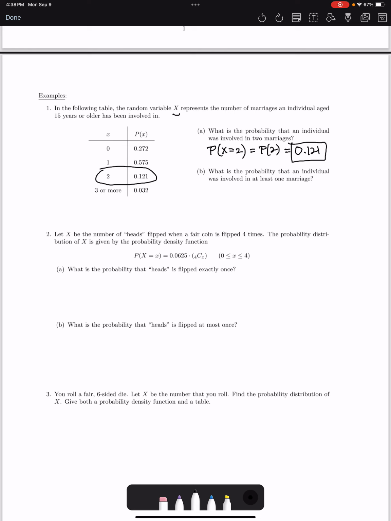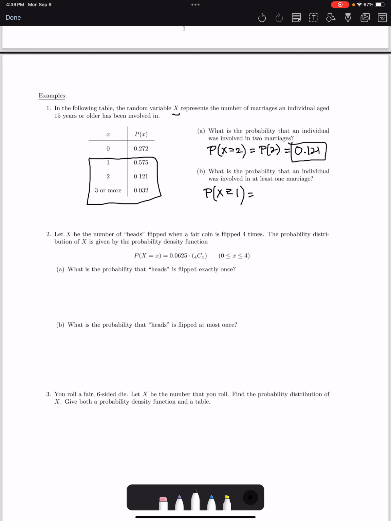Part B, what's the probability an individual was involved in at least 1 marriage? At least 1. Well, at least 1 would mean 1 or more, okay? So that would include all 3 of these possibilities, right? If you've been involved in 2 marriages, then you've been involved in at least 1 marriage. Or if you've been involved in 1 marriage, then you've been involved in at least 1. So this could be encoded as the probability that x is greater than or equal to 1.